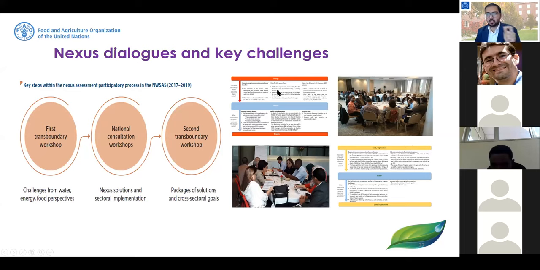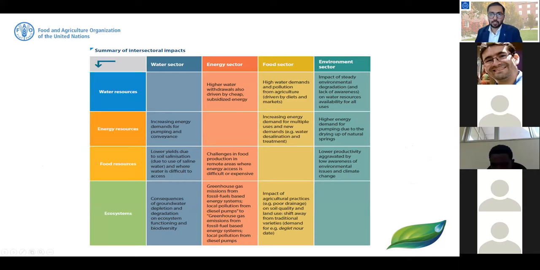And instead of looking at all the sectors together, we rather decided to look into the impacts from two sectors each time. So energy to water, and then water to energy. And here, land use or agriculture on water, and water on land use. And at the end, putting all these interactions together to come up with a summary table that shows all the interactions from different sectors on different resources.